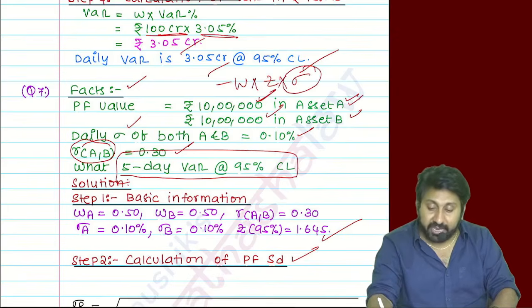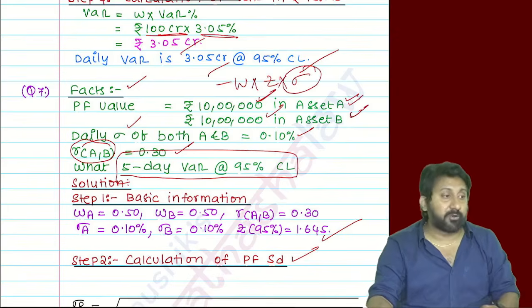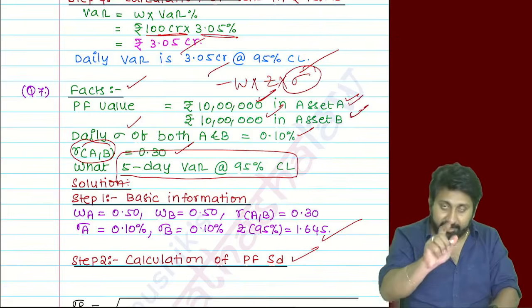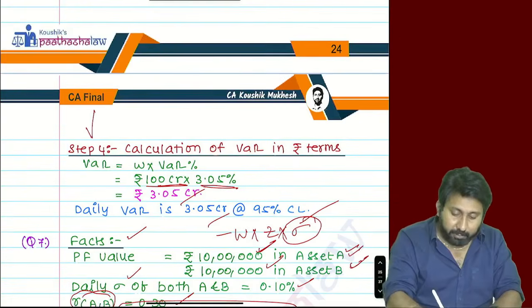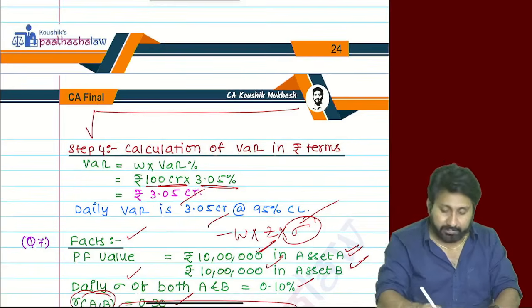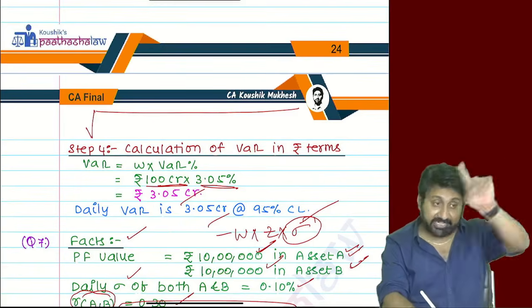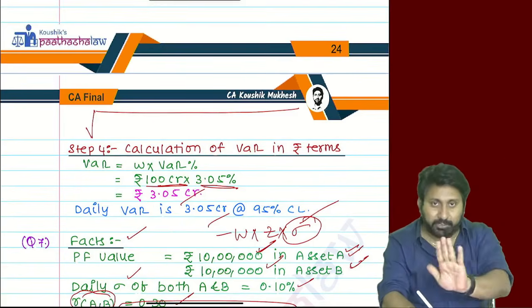Standard deviation of A, of B, both together as a portfolio. See, standard deviation of a portfolio is calculated using a formula. This has 1 hour of discussion in CA final. I'm not going to put that here. Just to remember.